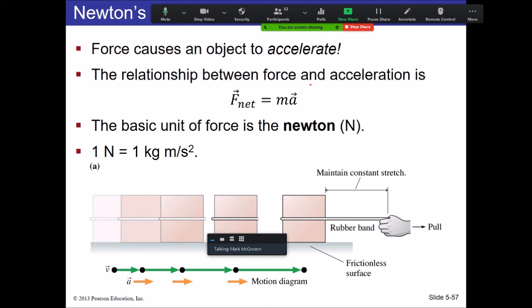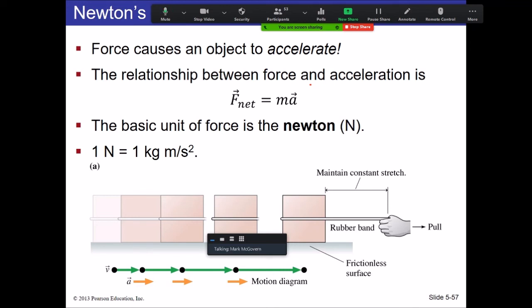Now, of course, acceleration is in units of meters per second squared, and mass is in kilograms, right? The product of those two is a new unit called the Newton. It's capital N for Newton, named after Sir Isaac Newton, who did some things in physics a while back.